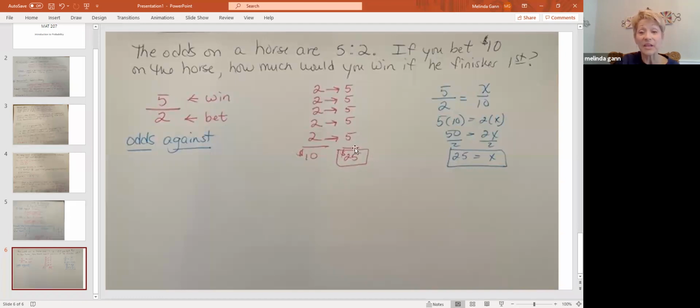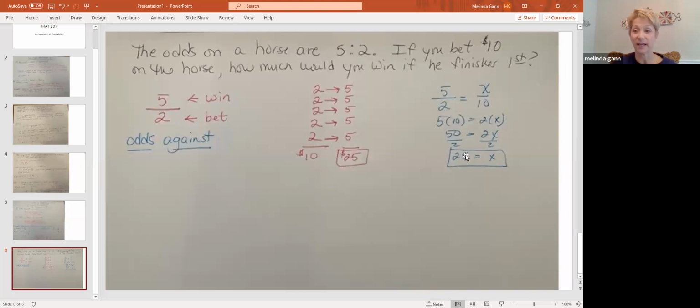Now, to me, an easier way of looking at it is to set up what's called a proportion. Notice, on the top is what you're winning, on the bottom is what you bet. So it's 5-2. Is this $10 up here what you bet or what you won? It's what you bet, so that's why it went on the bottom. Then you cross multiply, the product of the extremes. So 5 times 10 is 2 times x. When you divide both sides by 2, you would win $25.